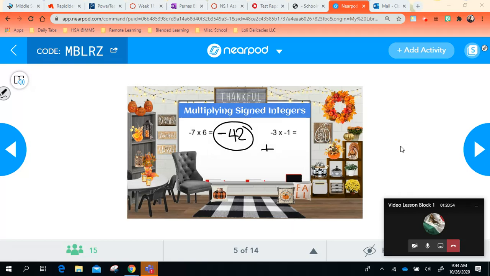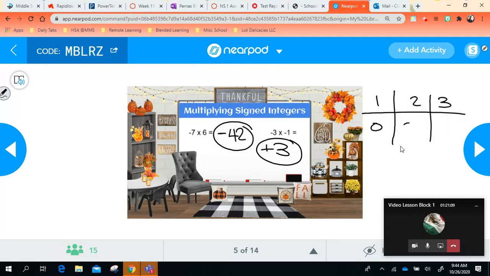What's 3 times 1? 3. Now, if you still don't know what 3 times 1 is, I have 1, 2, 3. 3 times 1. 1, 1, 1. So my answer is 3, and this is how I like to do it, but there are other ways to do it.